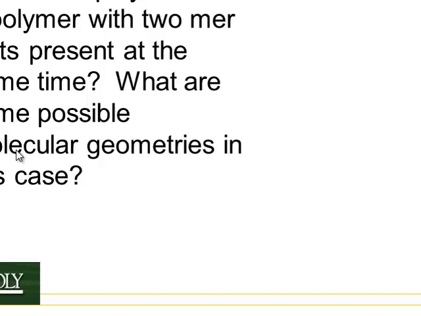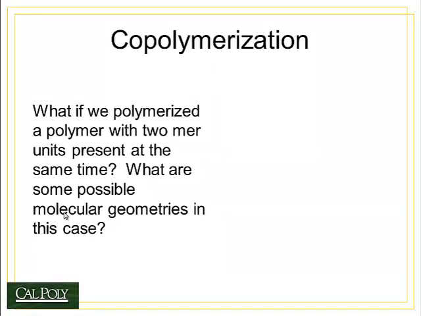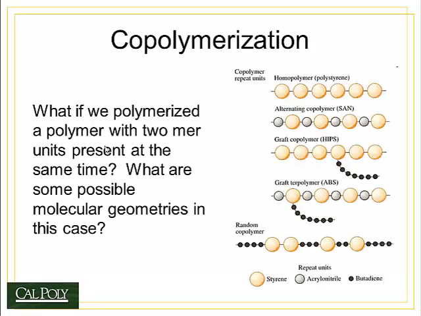Copolymerization is another thing we can do, where you take two or more mers of different types and merge them together into the same polymer. There are different ways you can do this. So for example, you could start out with a homopolymer of polystyrene where each of these orange balls represents a mer of polystyrene. You could have an alternating copolymer where you would have a styrene acrylonitrile molecule. So you have a styrene next to an acrylonitrile, next to styrene, next to acrylonitrile.